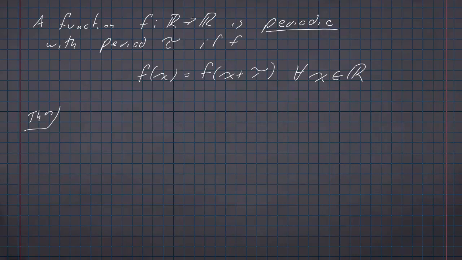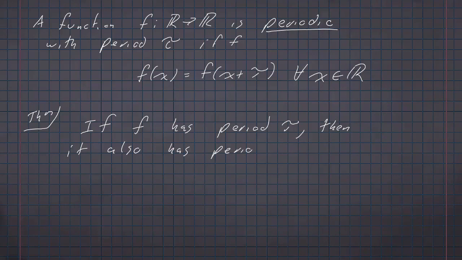And you're familiar with a couple of periodic functions already. Sine, cosine, tangent are great examples of periodic functions. What I want to point out with periodic functions is that if you have a function f with a period of tau, then it also has a period of 2 times tau, or 3 times tau, or 4 times tau.